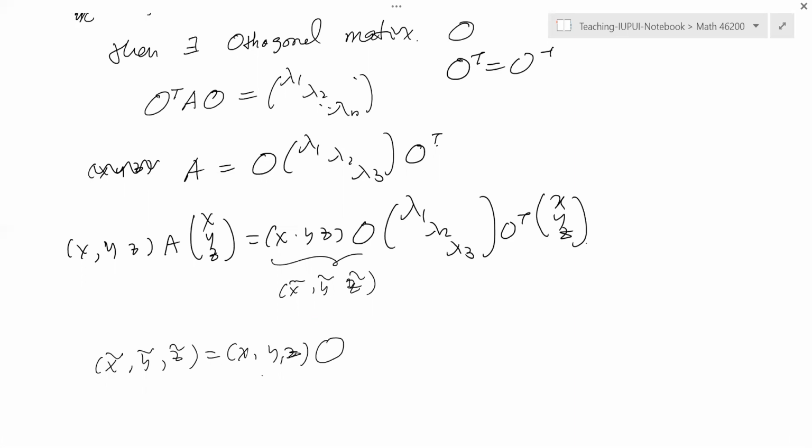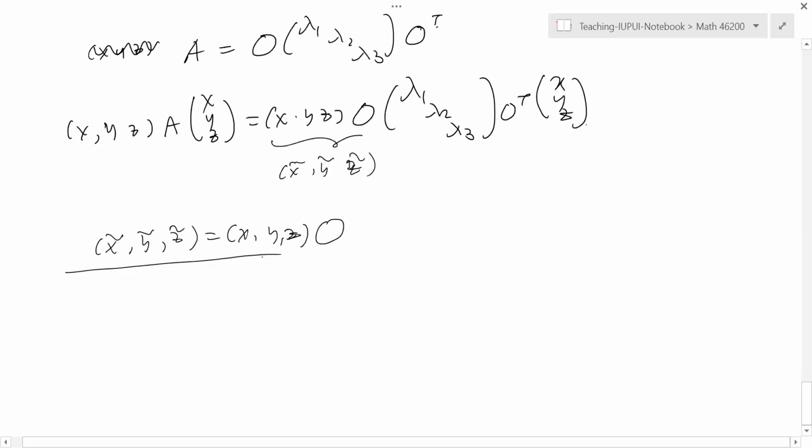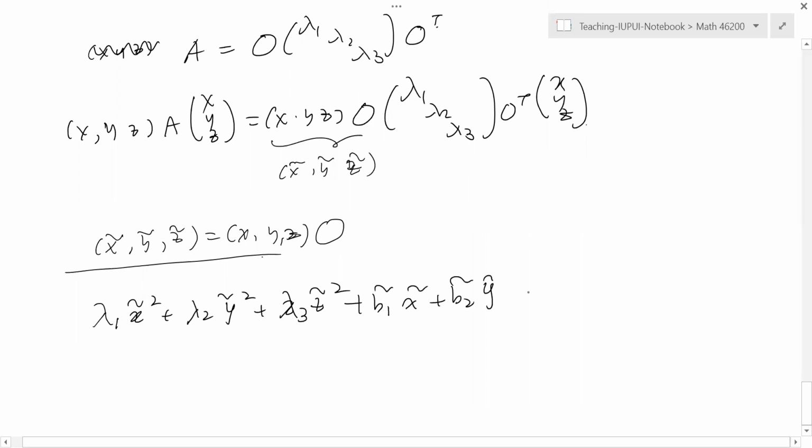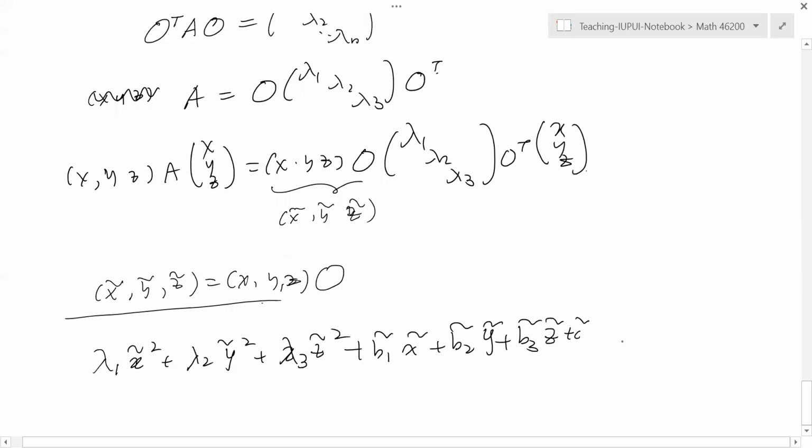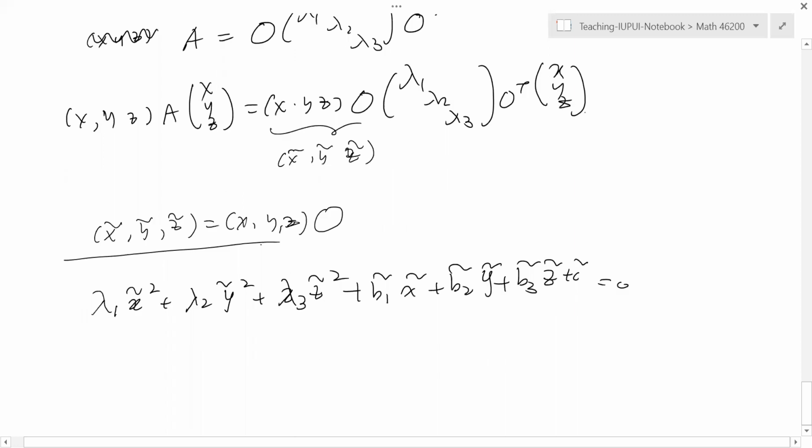All right, so that is guaranteed. Now we have λ1 x², λ2 y², λ3 z², b1 x, b2 y, b3 z, and plus c, okay? So that's going to be 0. Now, are we able to, we have a 2x here. Actually, as long as λ1 or λ2 is not 0, then you can get rid of the linear term. How do we do that?